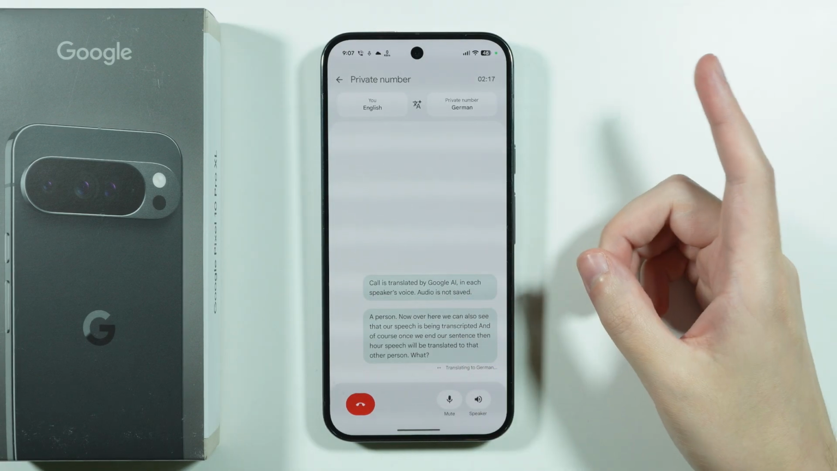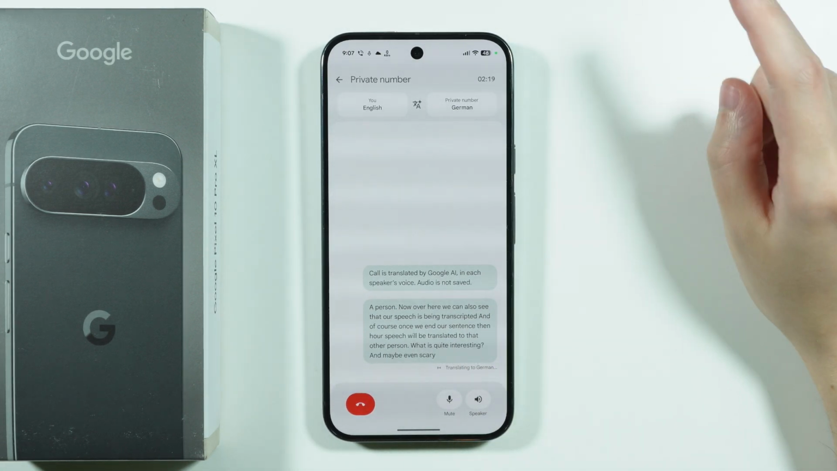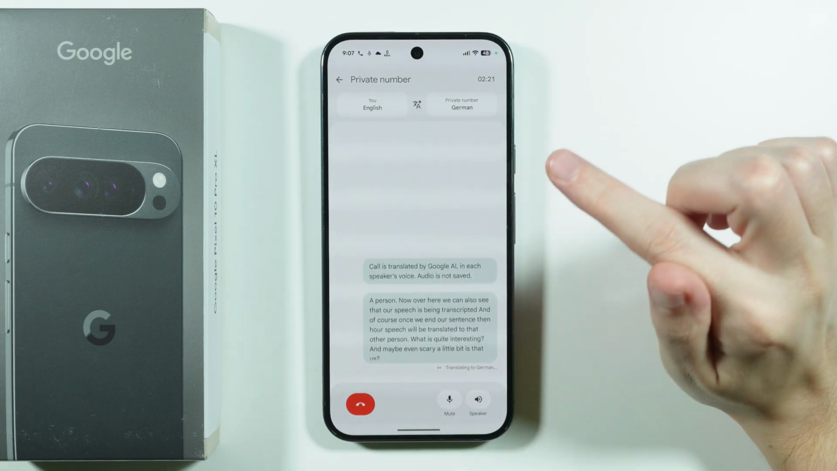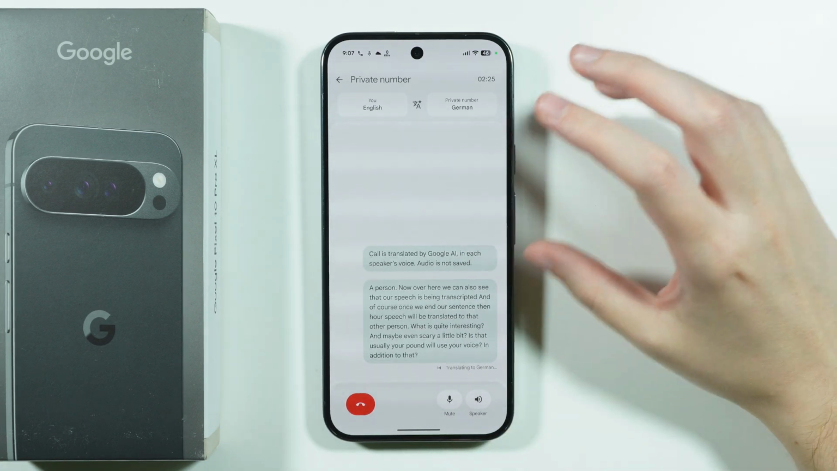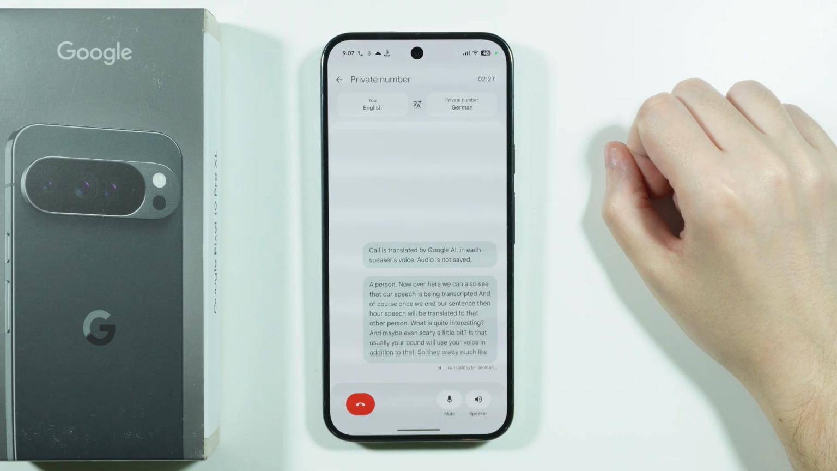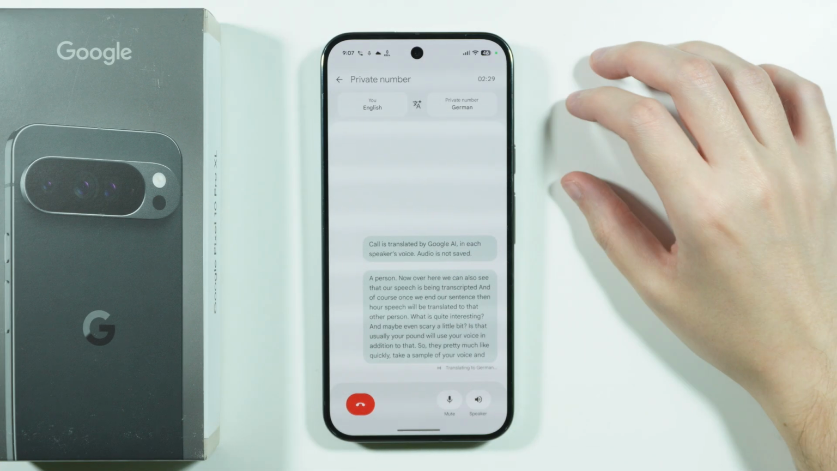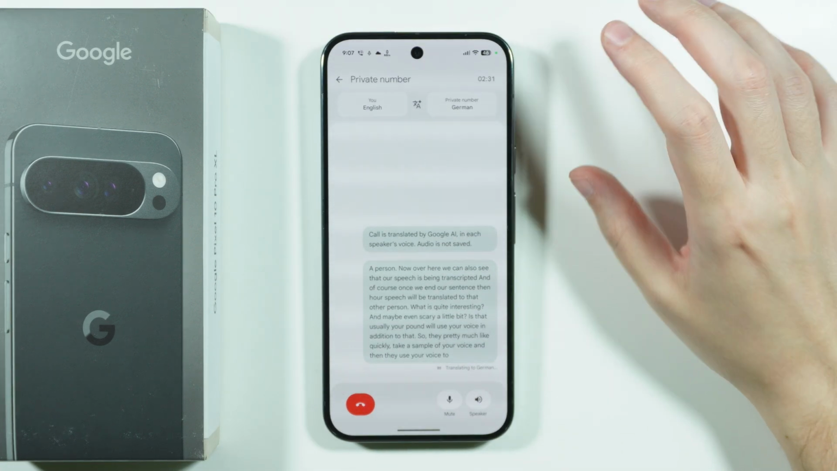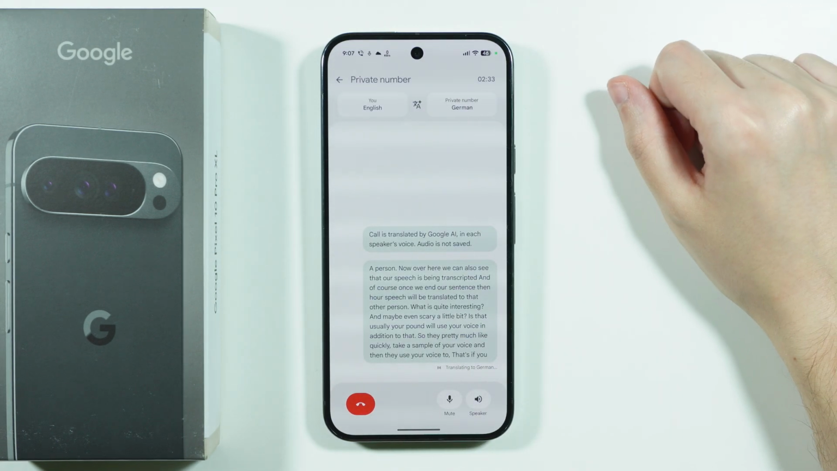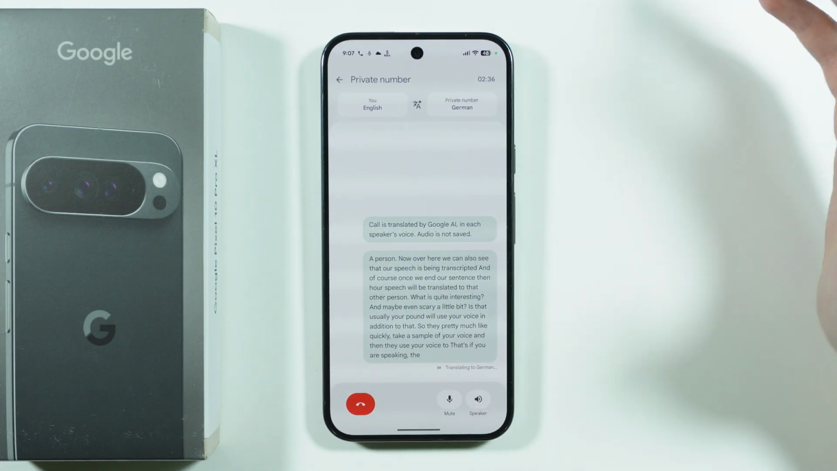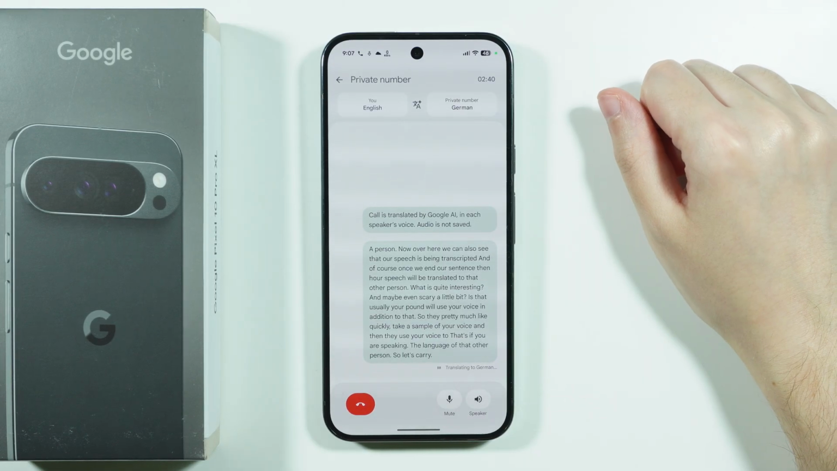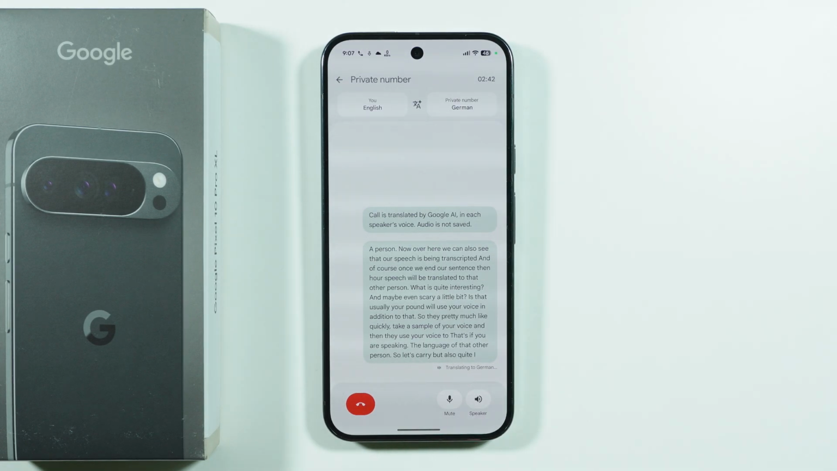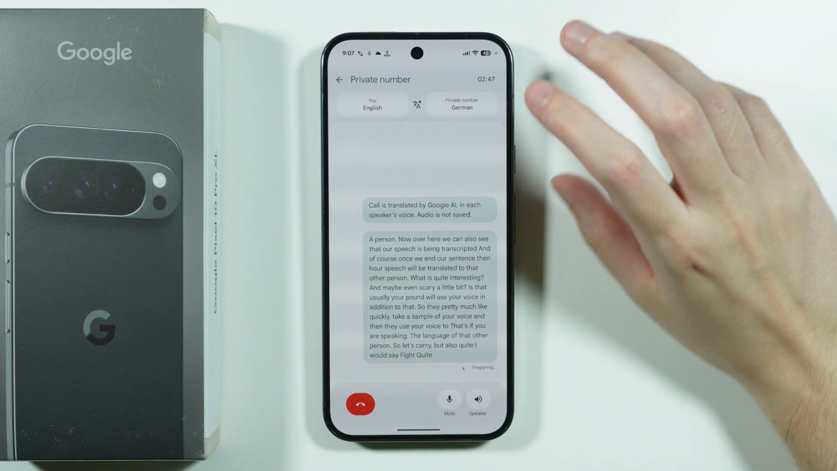What is quite interesting and maybe even scary a little bit is that usually your phone will use your voice in addition to that. So they pretty much quickly take a sample of your voice and then they use your voice as if you are speaking the language of that other person. So quite scary, but also, I would say, quite impressive as well.